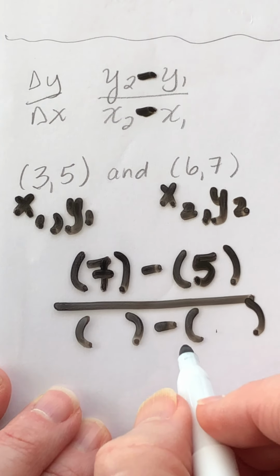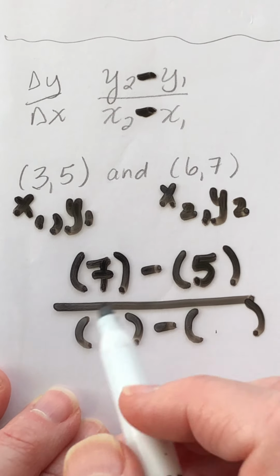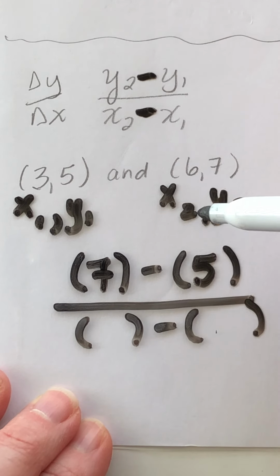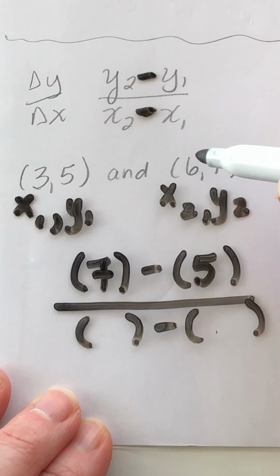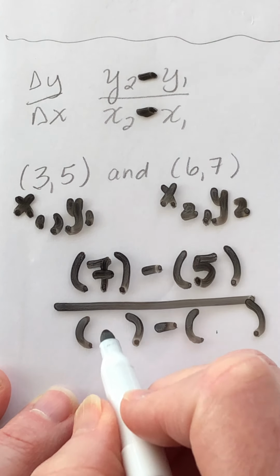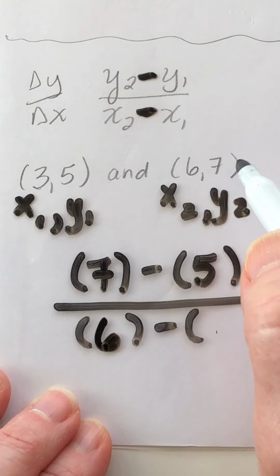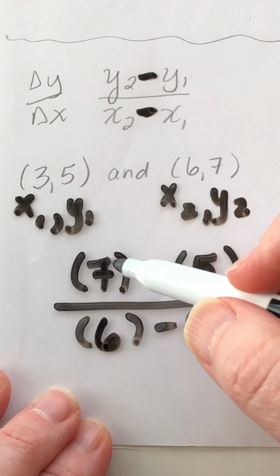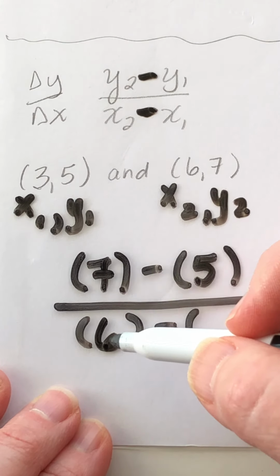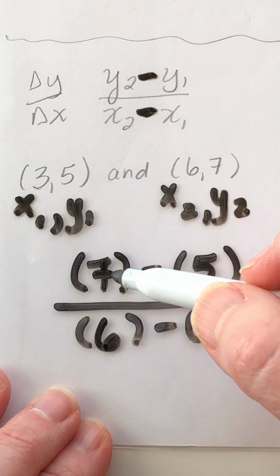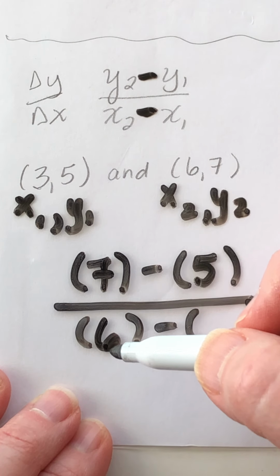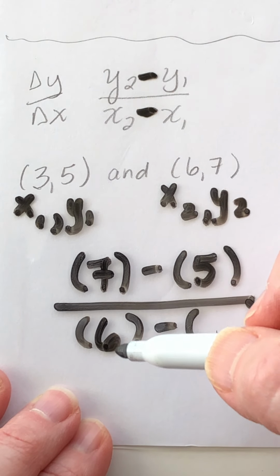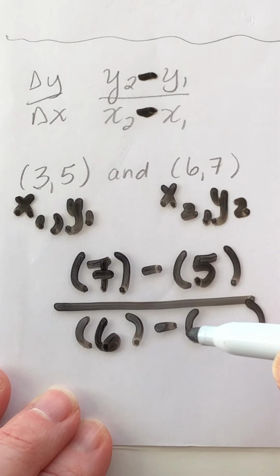Now for my run, or my delta x, so I see this x2, all right, so I'm going to go back to that second point where my x2 is and grab the x value. So that's 6. So you can see this 6, 7, they are right vertically connected, right? But it's the y values that go on the numerator. The x values go on the denominator, and that's a common mistake. So make sure y's are in the numerator, x's are in the denominator.